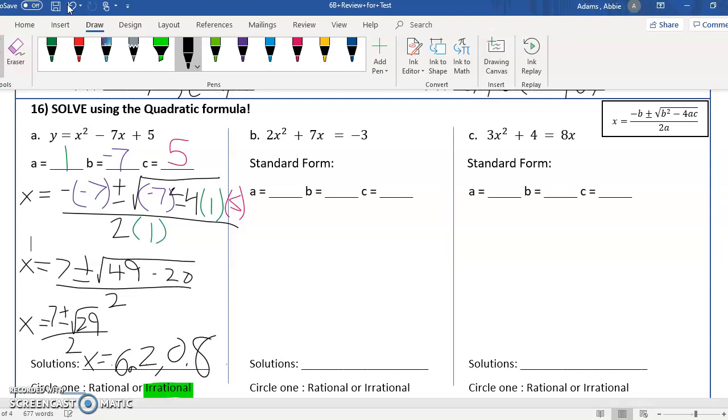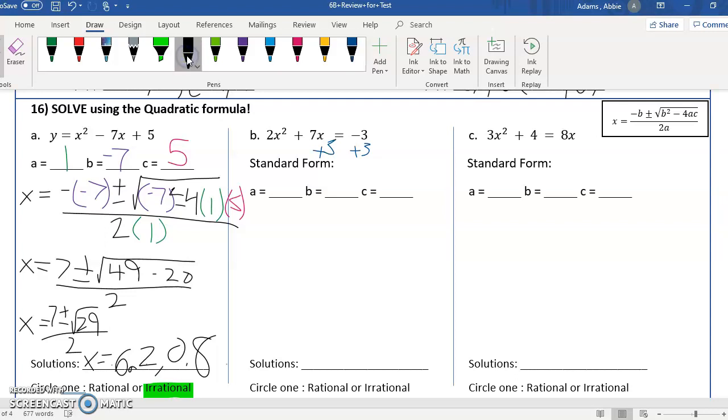So those are my two solutions for this example. So let's go on to example B. This is not in standard form. Notice that it's not set equal to 0. So I'm going to have to add that 3 to both sides, because I want my equation set equal to 0 so I can solve for my value of x.